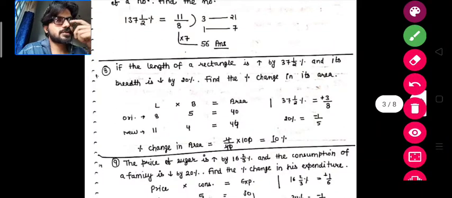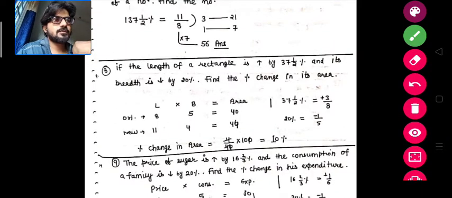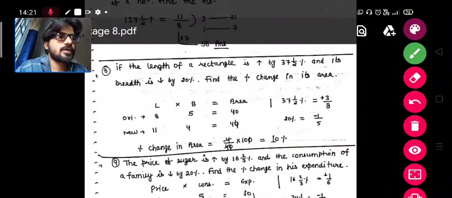This is a question of geometry. If the length of a rectangle is increased by 37.5% and its breadth is decreased by 20%, find the percentage change in its area. So there is a rectangle. Now this question can be solved by the ratio method and by the percentage method also.